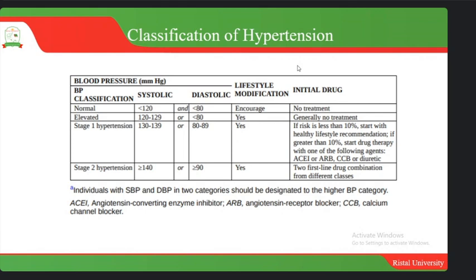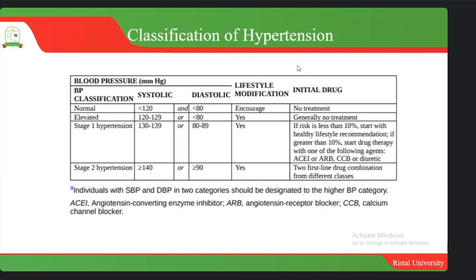So if greater than 10%, start the drug therapy with one of the following agents: ACEI, that is angiotensin converting enzyme inhibitor, and then we can also give them angiotensin receptor blockers, or we can give them calcium channel blockers, and also the diuretics. This will help in the management of hypertension.